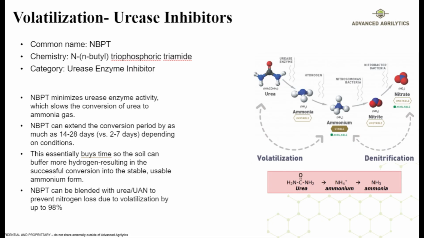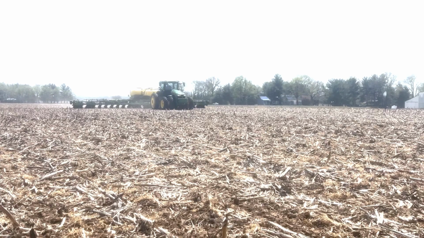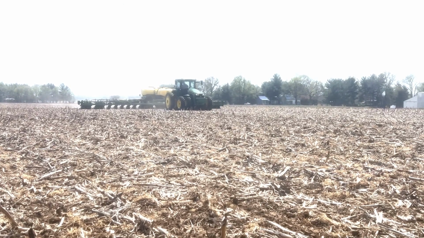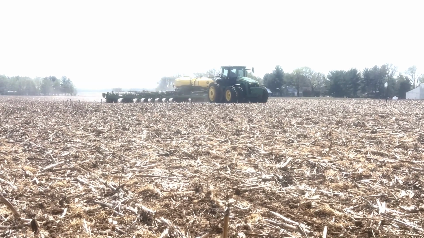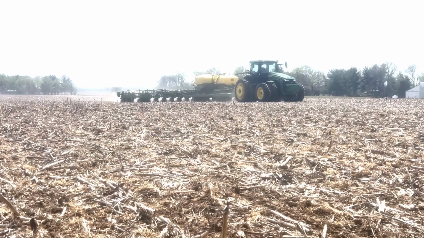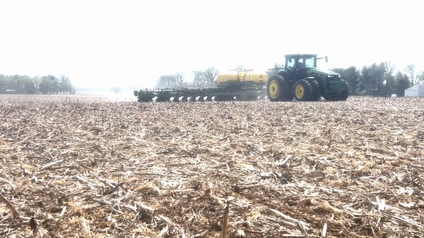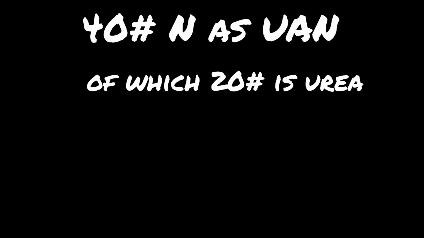You might be thinking, I'm not broadcasting urea, I'm banding UAN, so I've cut my risk of volatility by at least half. Do I really need to use a urease inhibitor? Let's do an example. Say you're putting on 40 pounds of nitrogen as UAN. 20 of that is urea, which is subject to volatility.